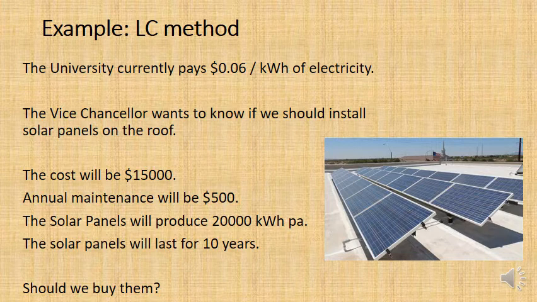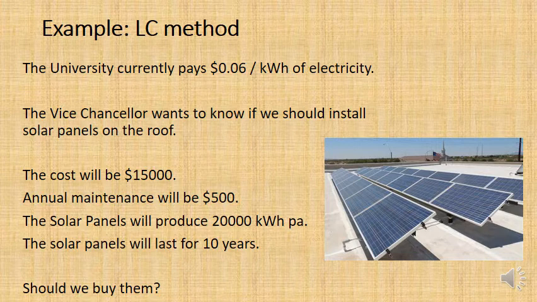But to build the solar panels on the roof, the capital cost, the cost we'll have to pay up front, will be $15,000. And in terms of maintenance, just maintaining the solar panels, we're going to spend an extra $500 a year. Now, the solar panels are going to produce 20,000 kilowatt hours every year. That's how much energy they will produce. And they should last for 10 years. Well, should we buy them?